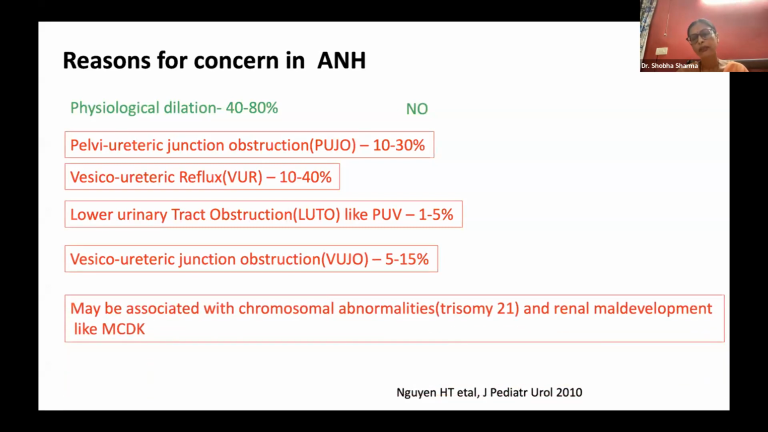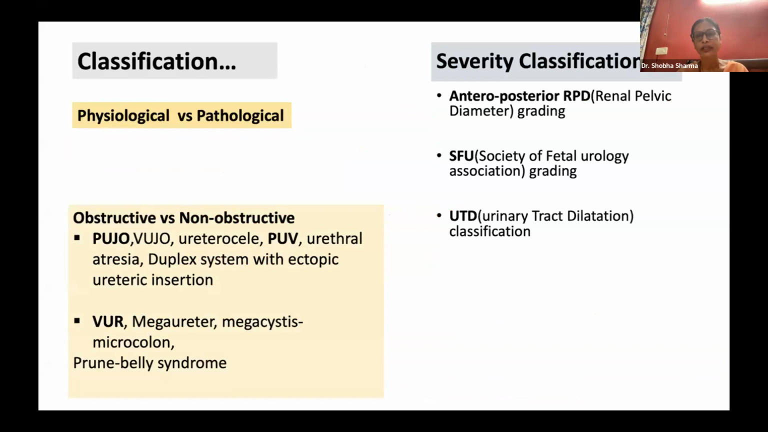Also, many times these antenatal hydronephrosis may be associated with other chromosomal abnormalities, mainly the aneuploidies involving chromosome number 21, that is Down syndrome, and they may be associated with other renal congenital anomalies like MCDK as well. Now, how do we classify them?